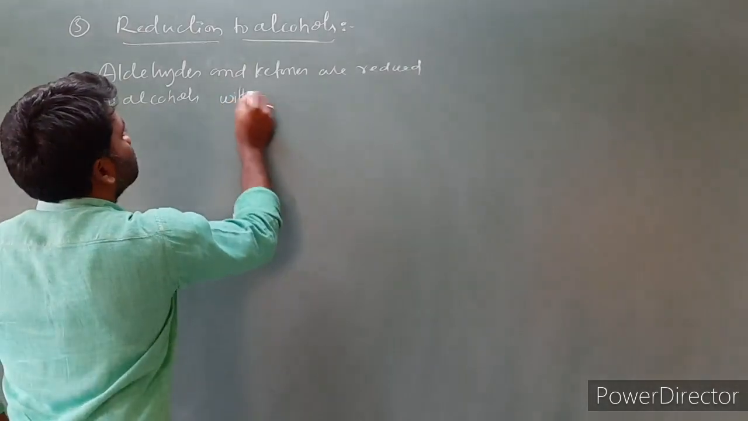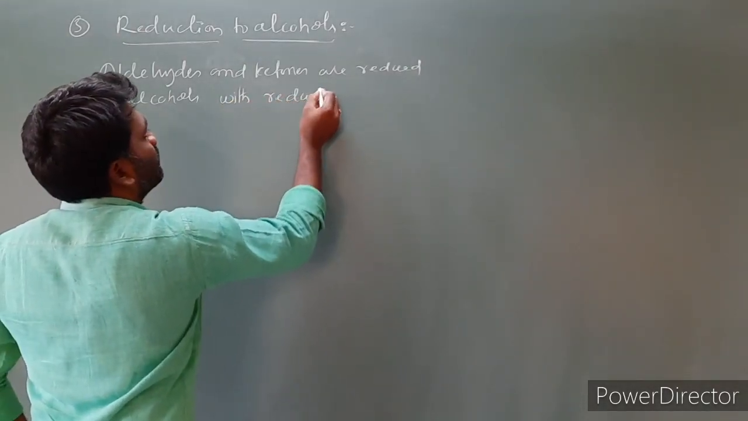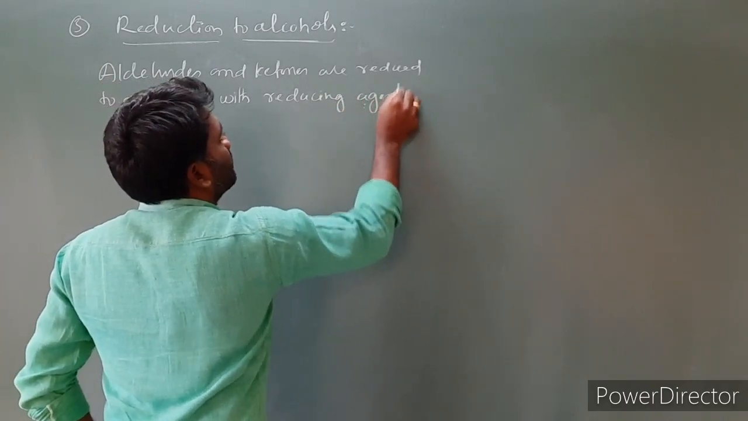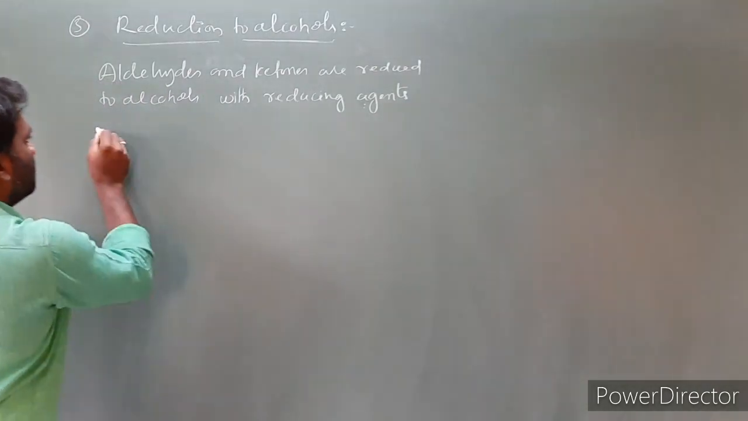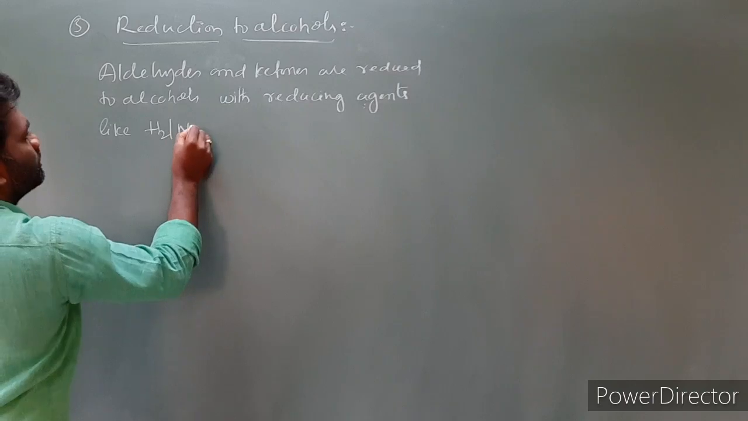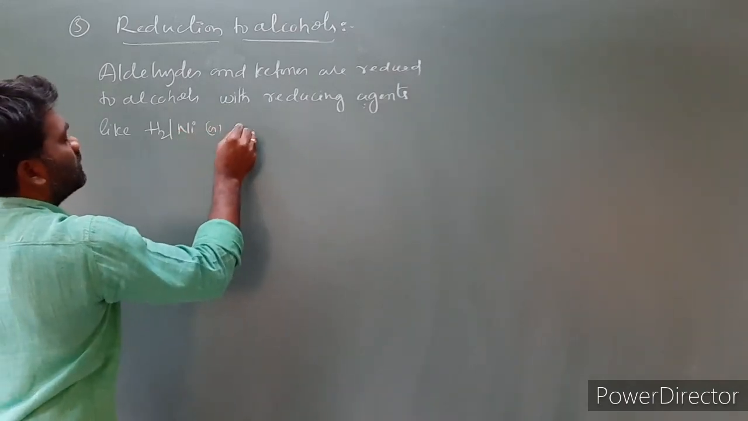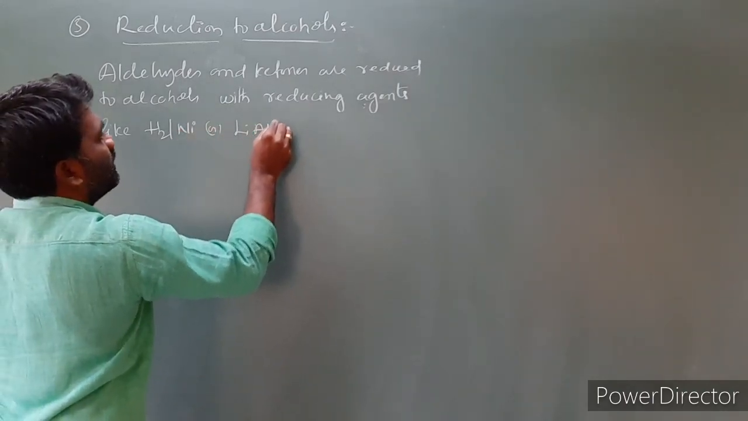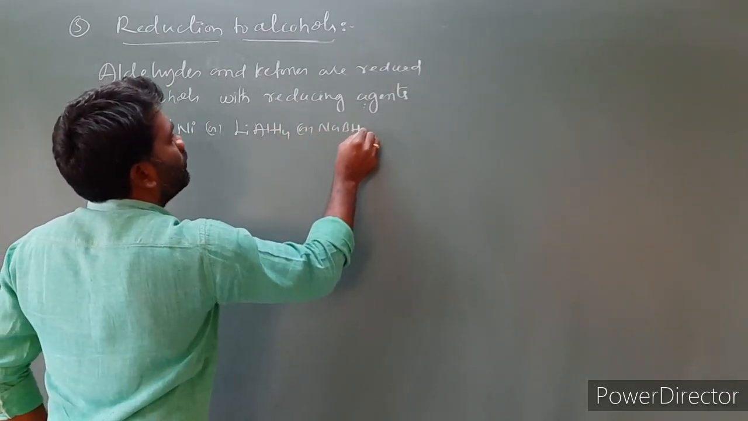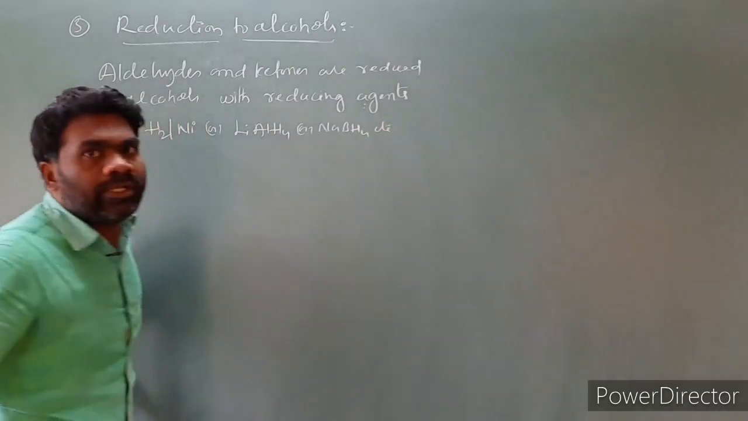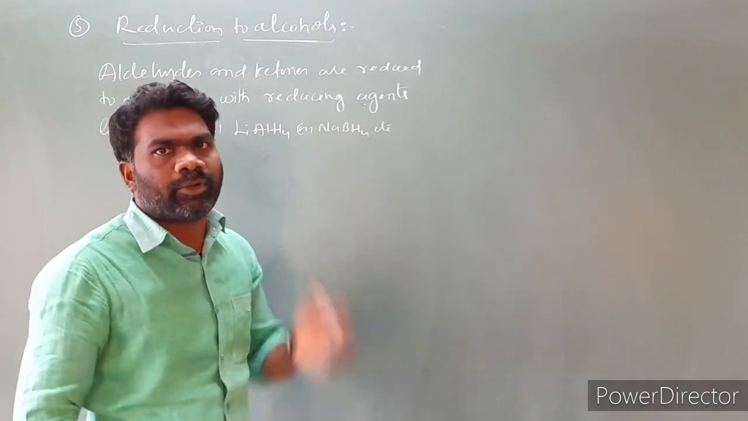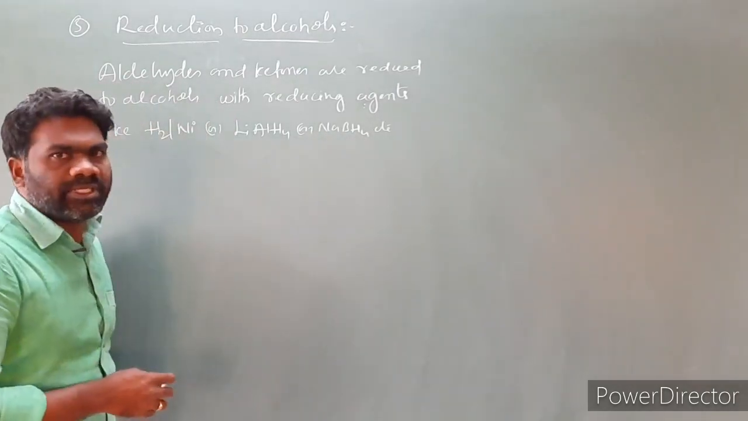with reducing agents like H2 by Ni, or you can take lithium aluminum hydride, or you can take sodium borohydride, etc. So by taking H2 by Ni, lithium aluminum hydride, or sodium borohydride, the product is alcohols. Now let us take some general examples.